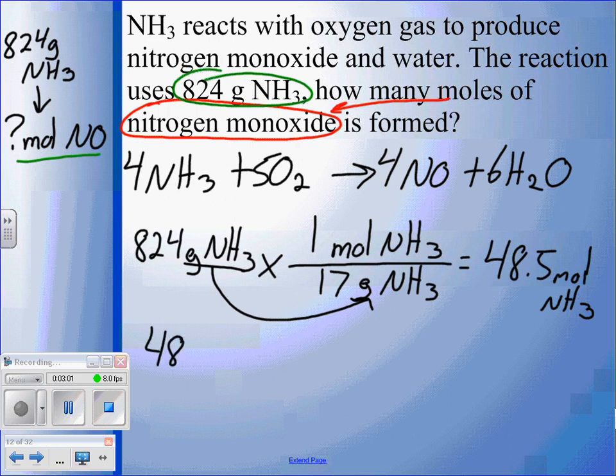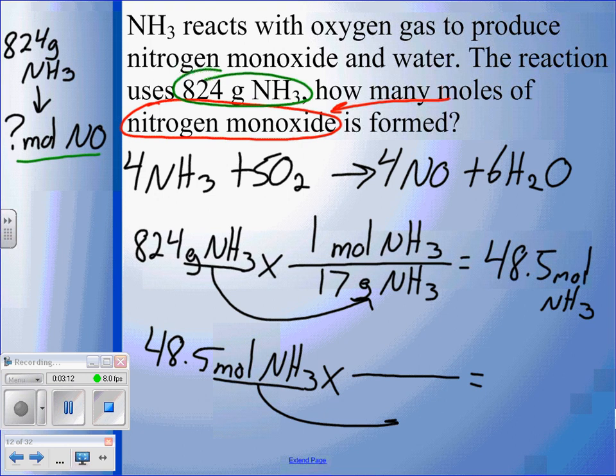I got 48.5 moles of NH3. I have to convert this to something. Like we said before, this unit automatically goes down at the bottom. So moles of NH3. And the only way I can go from one compound to the next compound is through a mole ratio. So mole over mole. I could convert this back into grams, but I had that before over here, so I don't want that. What I do want is moles of nitrogen monoxide. So let's put moles of nitrogen monoxide up top.